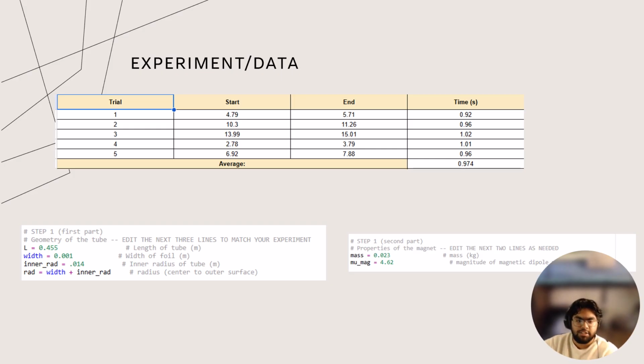So, experiment. Here are our 5 trials. You can see, once again, our average was 0.974 seconds. And then we imported the data that we got into the code directly. So here you can see that.